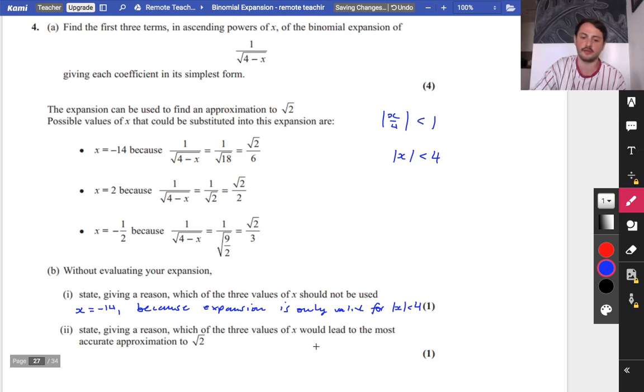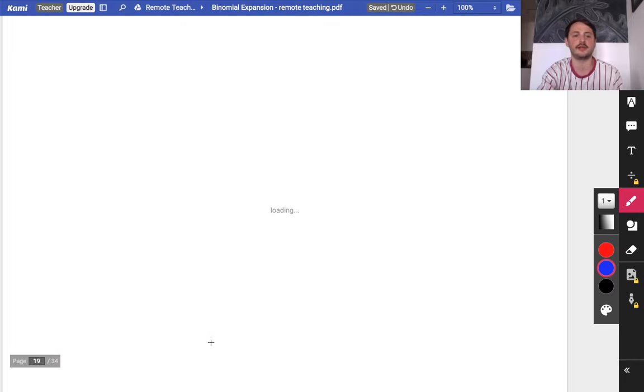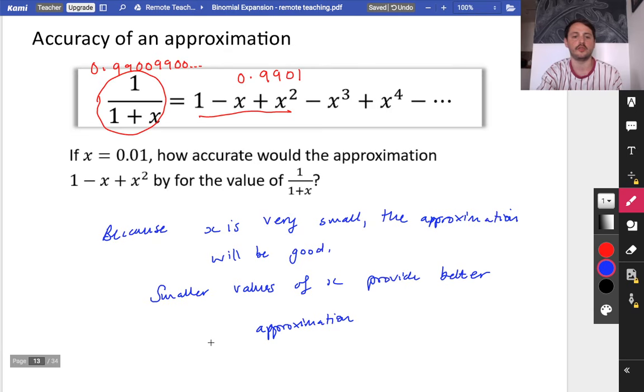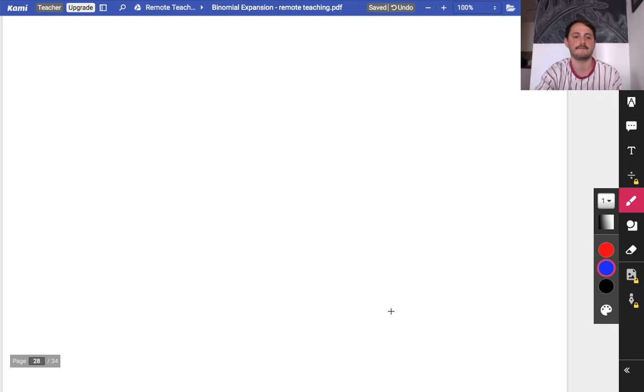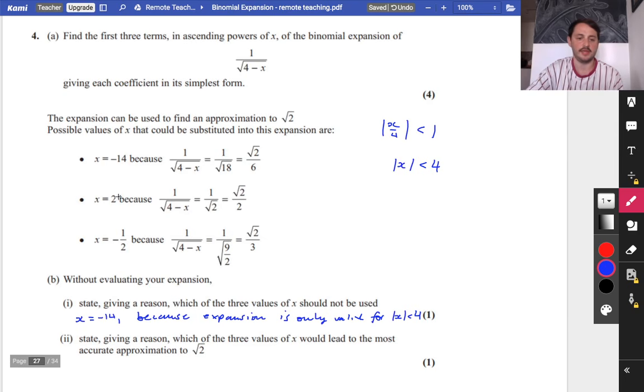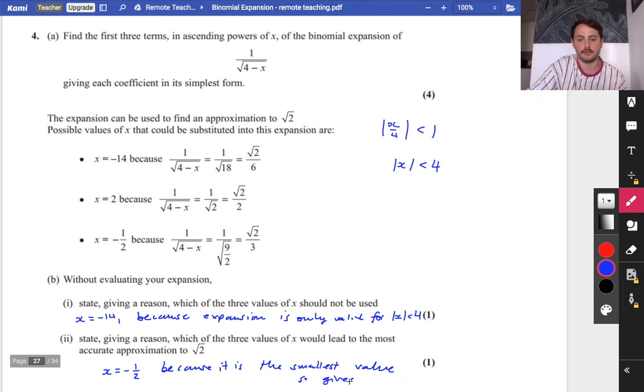State, giving a reason, which of these 3 values of x would lead to the most accurate approximation to root 2. Well, I wonder if you remember this from a few slides ago. The smaller values of x provide the better approximation. So our smallest value of x that we have here is between these two. I think this one is going to be the smallest. So which of these 3 values would lead to the most accurate approximation? x equals minus a half because it is the smallest value. So it gives the most accurate.